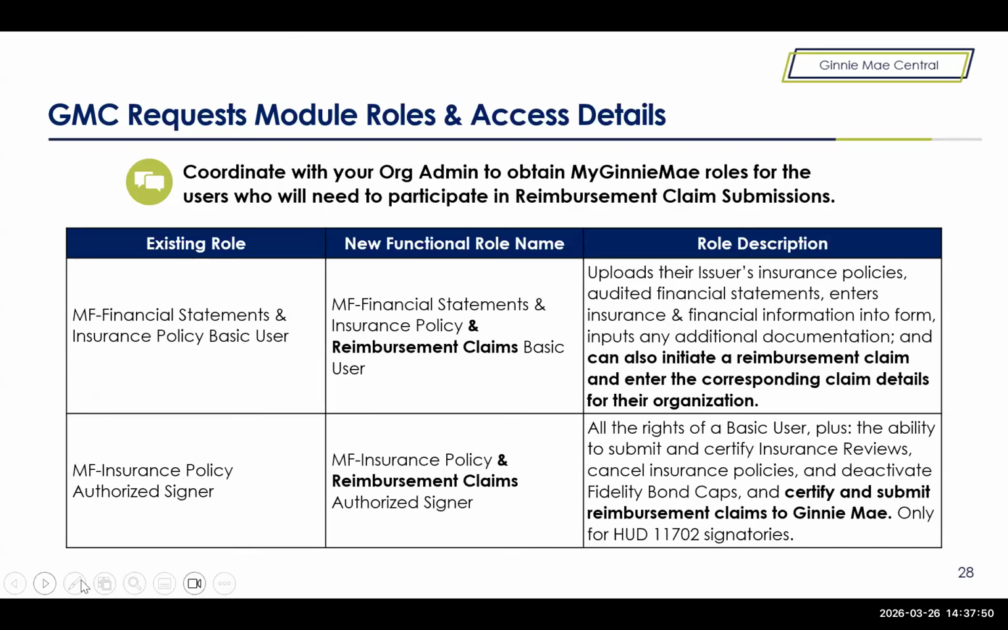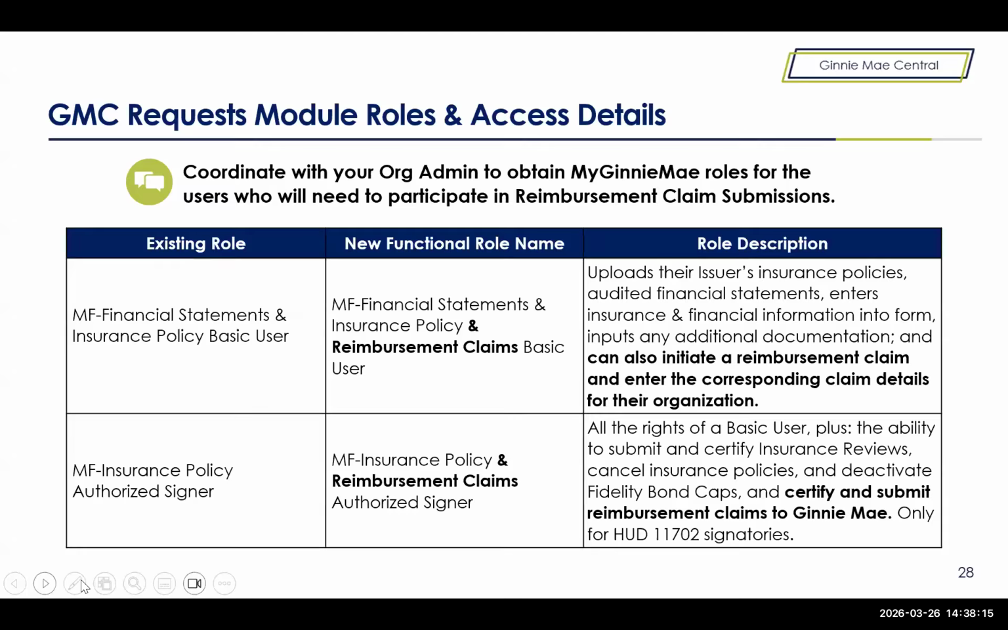Each organization must have an authorized signer who is on the HUD 11702 to certify and submit the reimbursement claim to Ginnie Mae. Important to note that the authorized signer also has the rights of the basic user. So this authorized signer user would be able to complete the entire submission from start to finish.